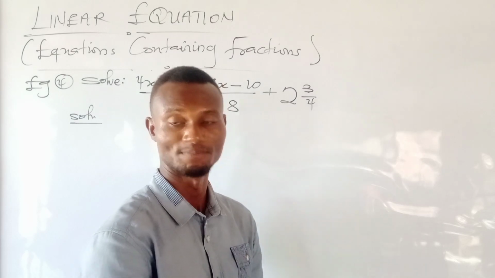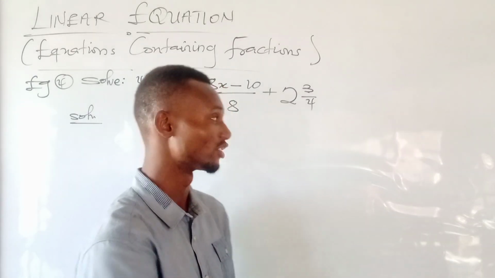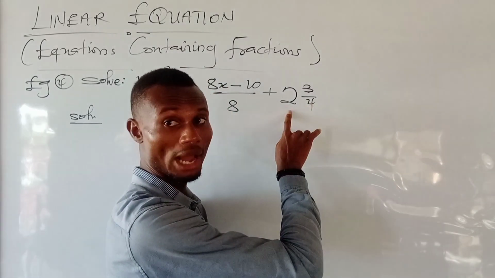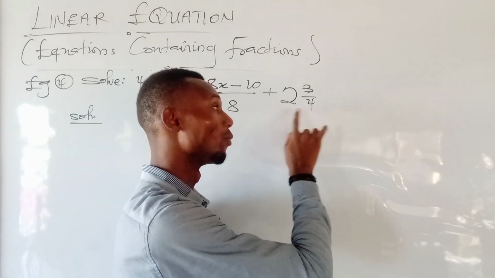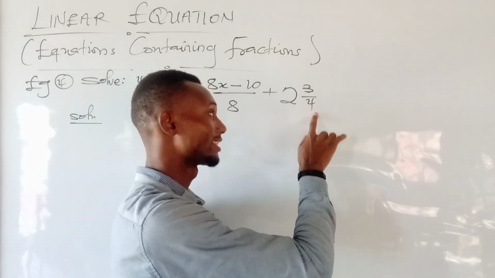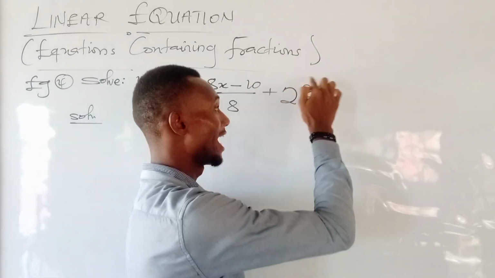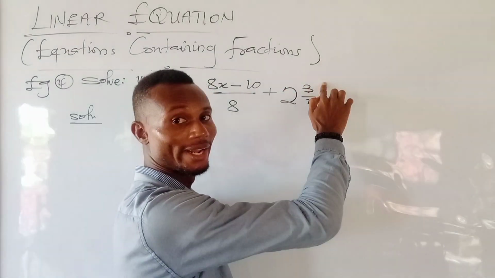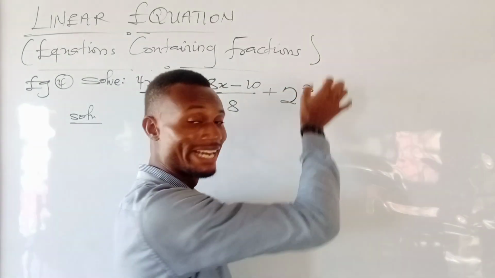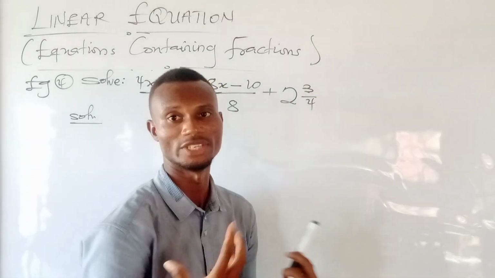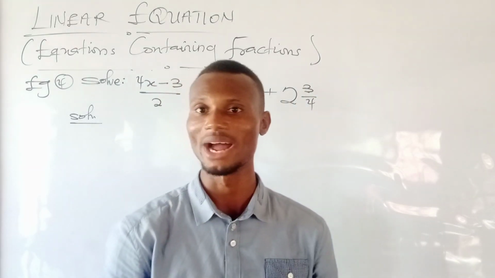Okay, this is how to change the mixed fraction to improper fraction. It's going to be 4 times this whole number. So this denominator will multiply the whole number. So 4 times the 2, 8. And the 8 you add to the numerator, so 8 plus the 3, 11. So it's going to be 11 over 4. That's how you change mixed fractions to improper fractions.